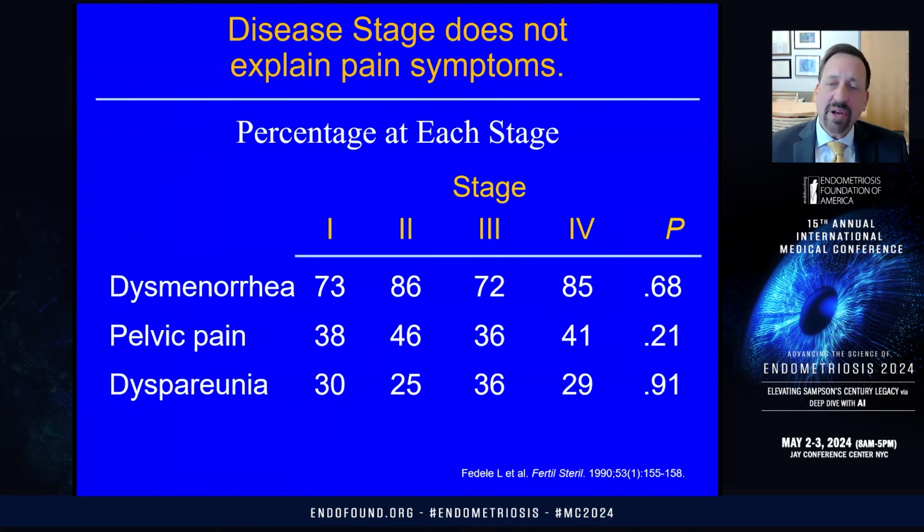Further, we know that the pain doesn't vary by stage of the disease. Whether we look at dysmenorrhea or non-menstrual pelvic pain or dyspareunia, at any stage of the disease, we're just as likely to see pain. So what we see in the pelvis doesn't explain the entirety of this disease.